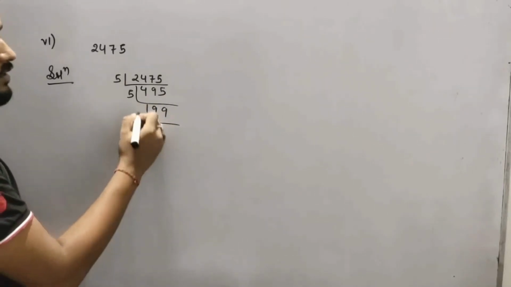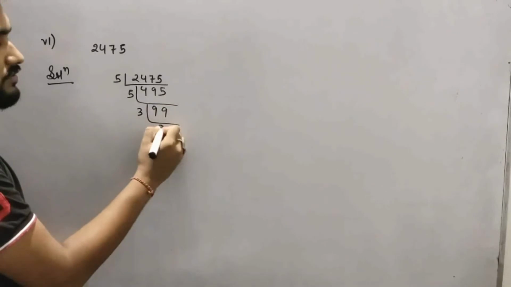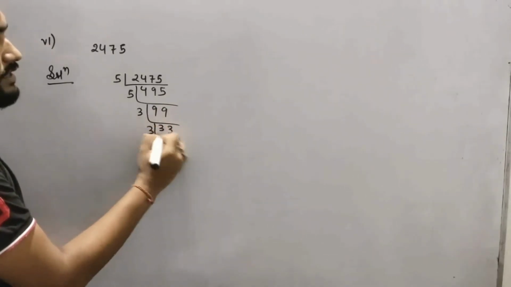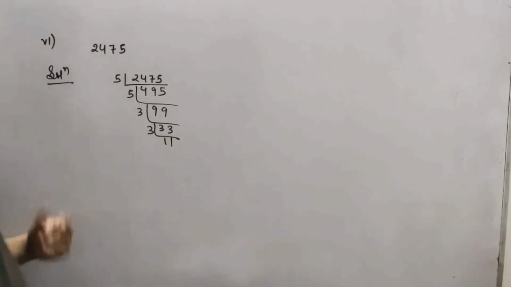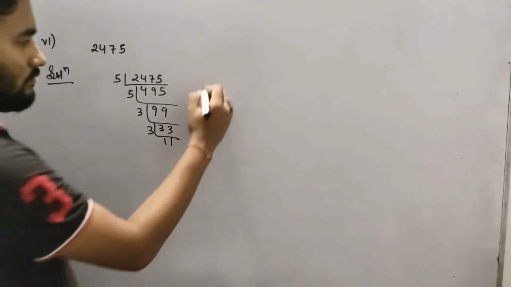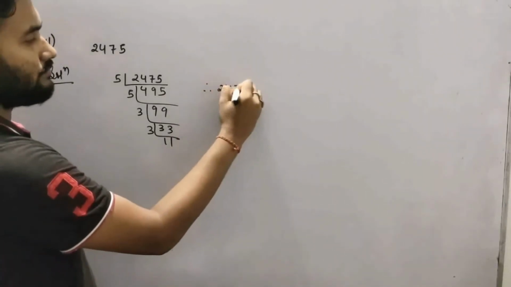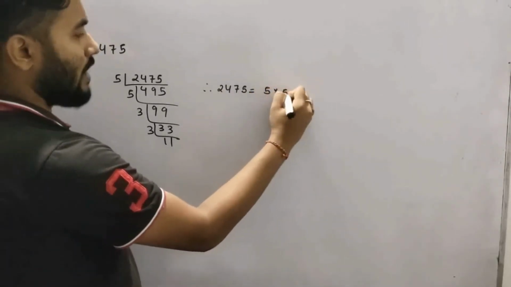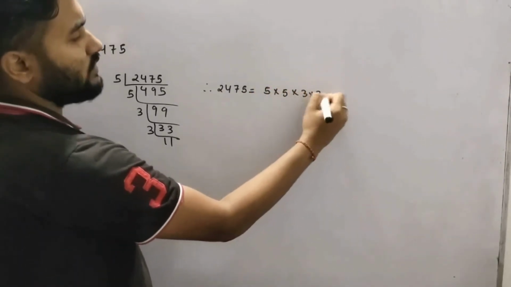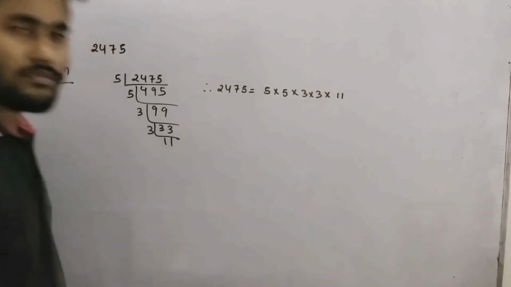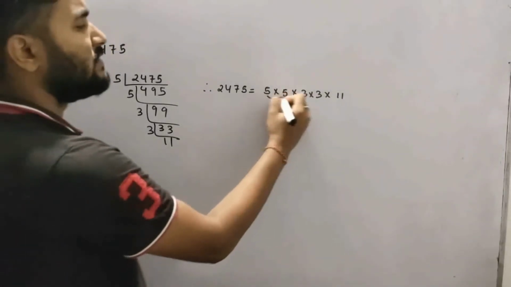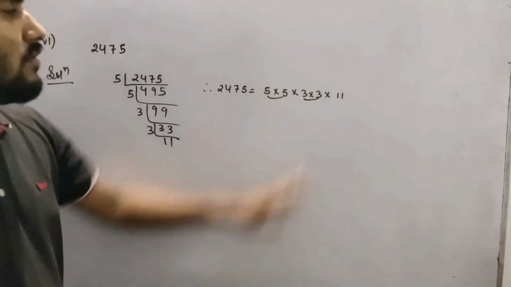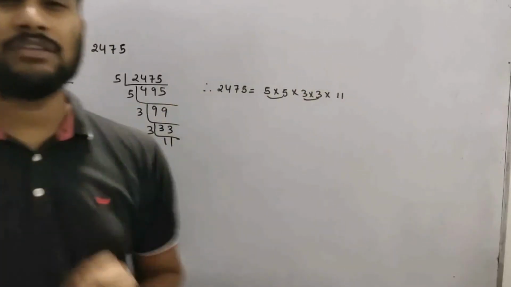By what will it go? By 3, isn't it? 3 3s are 9, 3 3s are 9, 3 1s are 3, 3 1s are 3. Done. So 5 into 5 into 3 into 3 into what? 11. So 5 is in pair, 3 is in pair. What is not in pair? 11 is not in pair.